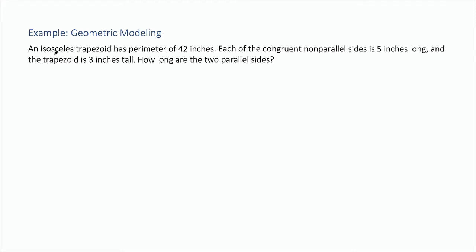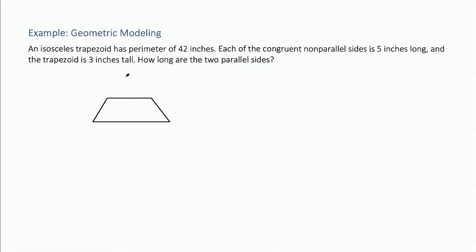First of all, we have an isosceles trapezoid, so we need to know what that is. A trapezoid is a four-sided figure where we have one pair of parallel lines. An isosceles trapezoid is where the other two sides have the same length. So we'll go ahead and draw this. We've got a trapezoid, so we've got two sides that are parallel, and it's isosceles, meaning these other two sides have the same length.